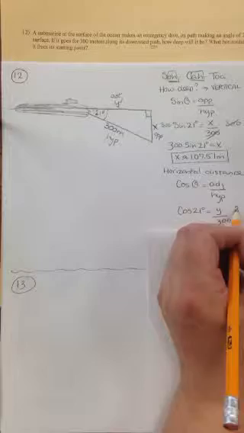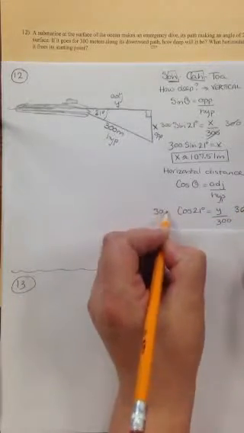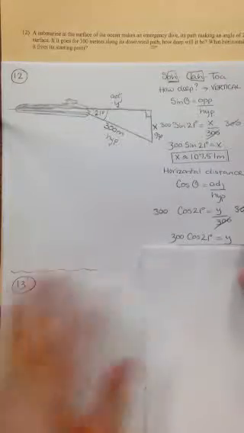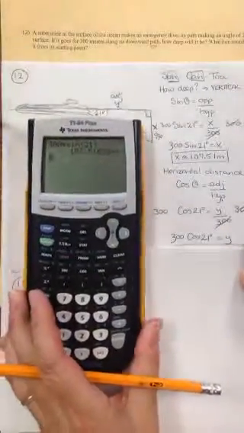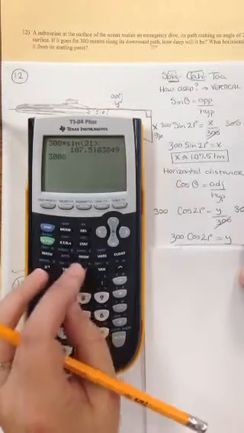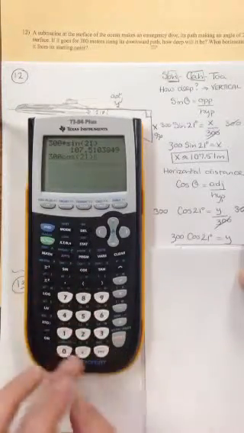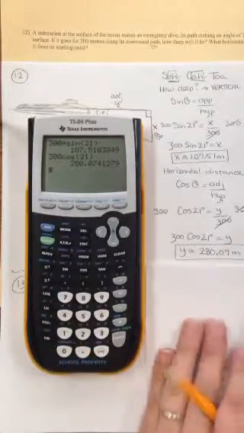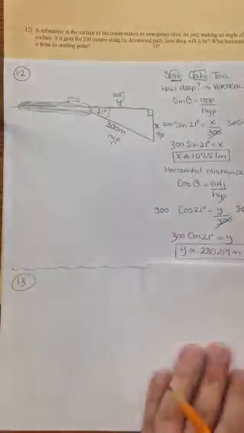And it's the same thing. Multiply left and right by 300, cancel, cancel, and then we have y equals 300 times the cosine of 21. So 300 times the cosine of 21, and there you have it, 280.07 meters. Not such a bad question after all.